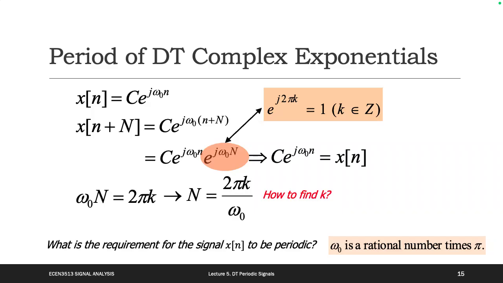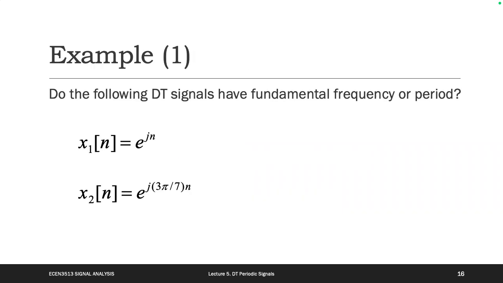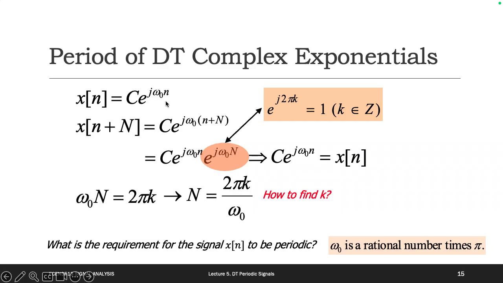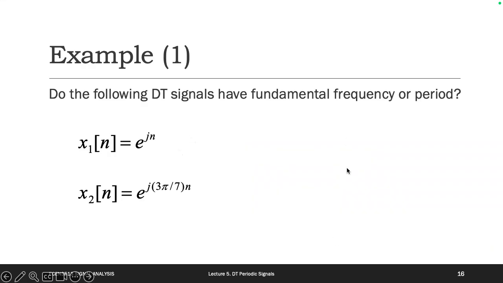Okay, let's continue. Let's try to find this one. For the first one, what is omega 1? Omega 1 should equal what? Just 1. So what is n? N equals pi k over omega 1, which is equal to pi k, am I right? So what is n1? We should find the smallest. It should be equal to pi k, am I right?